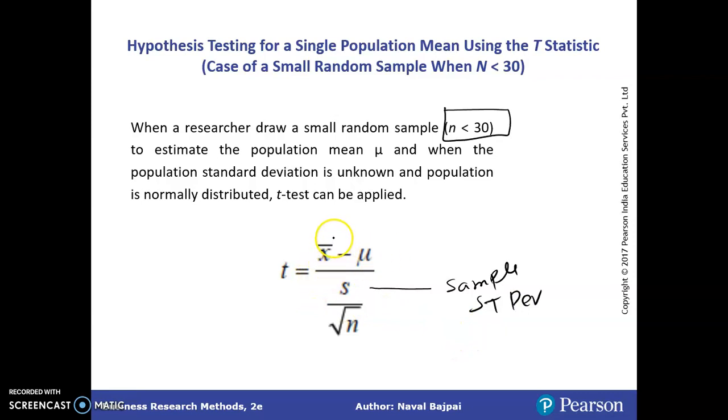Other things in the formula are the same. For example, x bar is the sample mean, mu is the population mean, and n is the sample size, except for the sample standard deviation. We have substituted the population standard deviation with the sample standard deviation. Now you'll use only the sample standard deviation. In other words, if the population standard deviation is not known, we can go for a t-test.